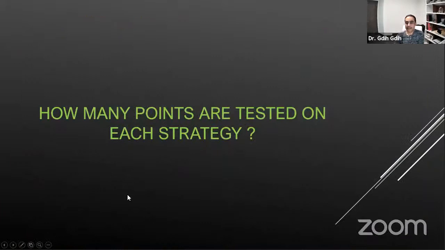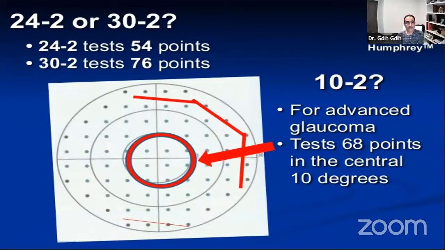So this is another piece of information you need to know. How many points are being tested on each strategy? It gives you information on how many times your patient will be clicking in that home. It also tells you how many points have been tested in that particular central 24 degrees. For 24-2, about 54 points are tested. In 30-2, it's 76 points.